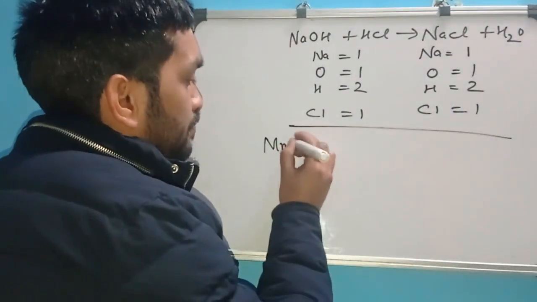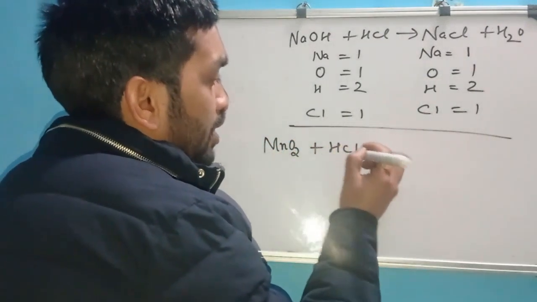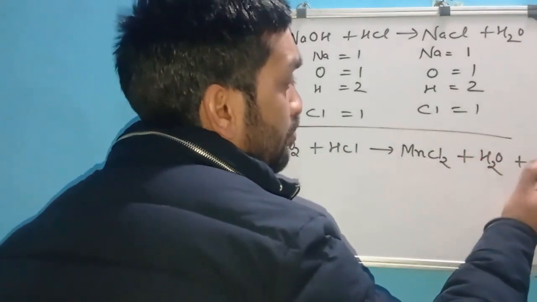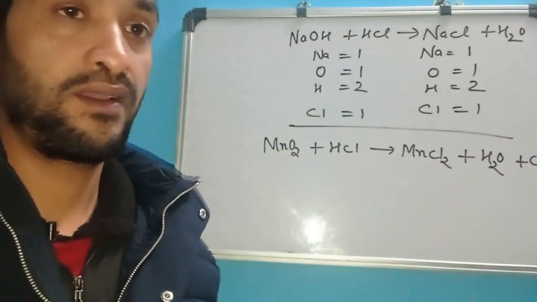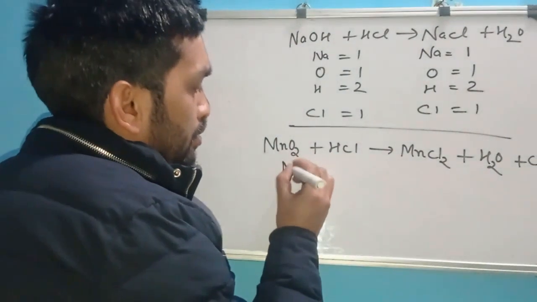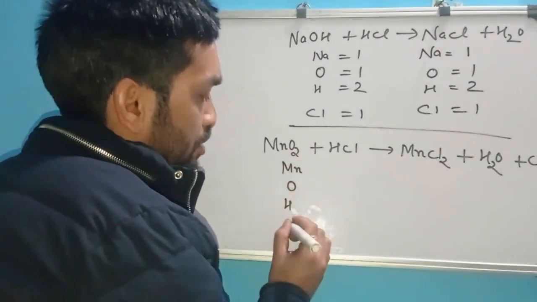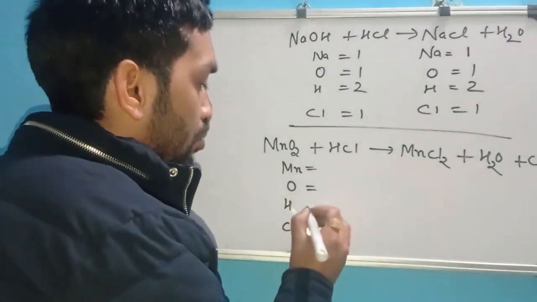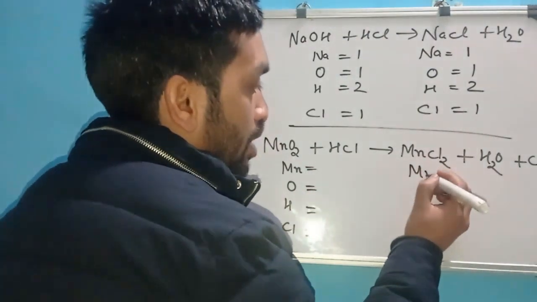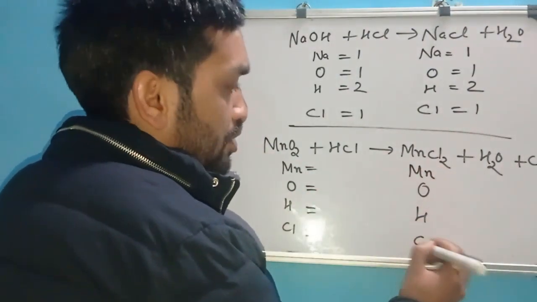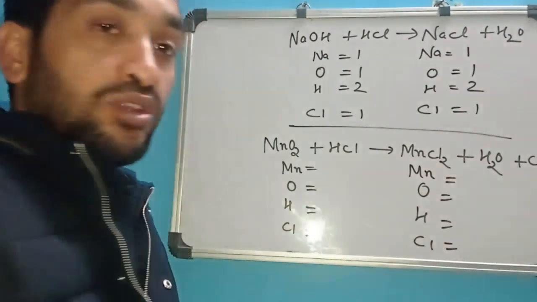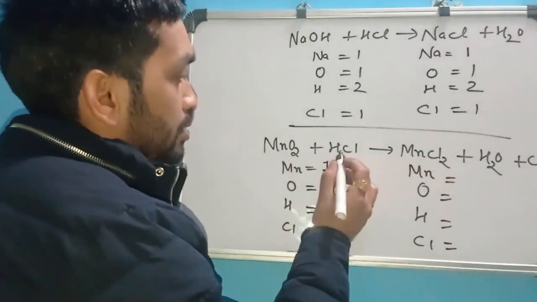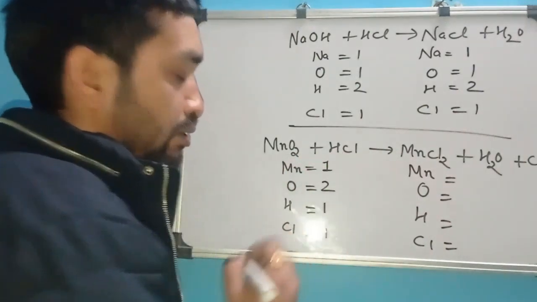Let us go for another reaction. MnO2 reacts with HCl, gives you MnCl2 plus H2O plus Cl2. Suppose this is the reaction. How to balance? Mn, O, H, Cl. Is there any other element? No. Only these 4 types of elements are there. Same here also. Count the number of atoms. So here Mn how much? Only 1. Oxygen 2, H 1, Cl 1.